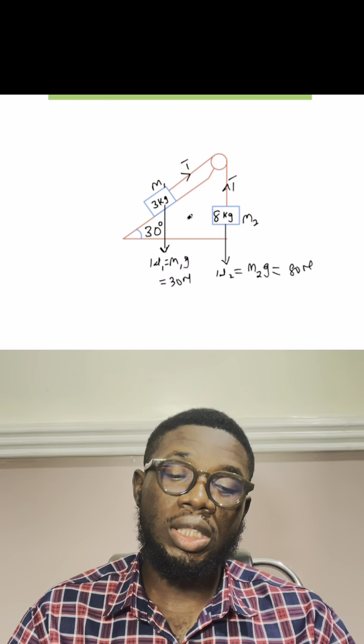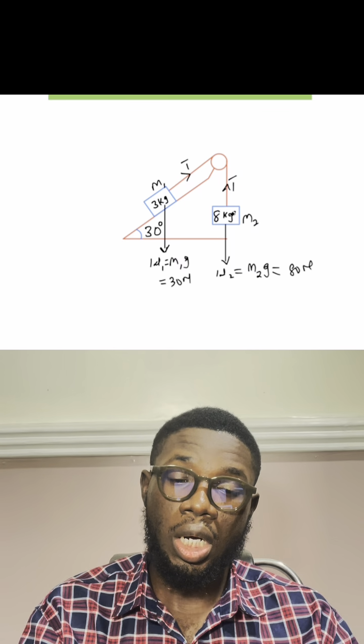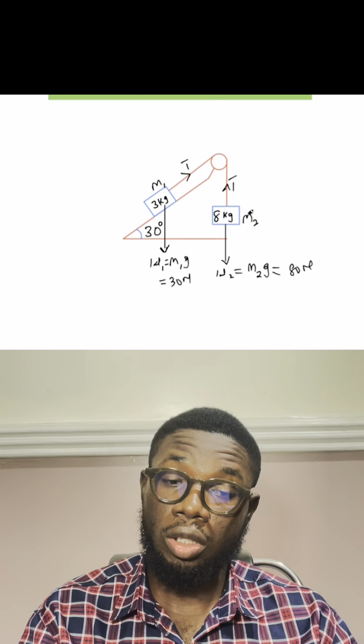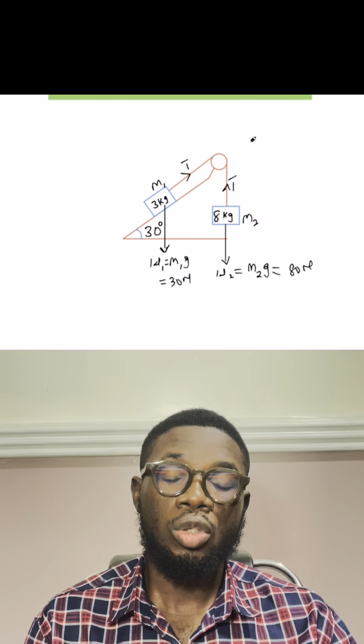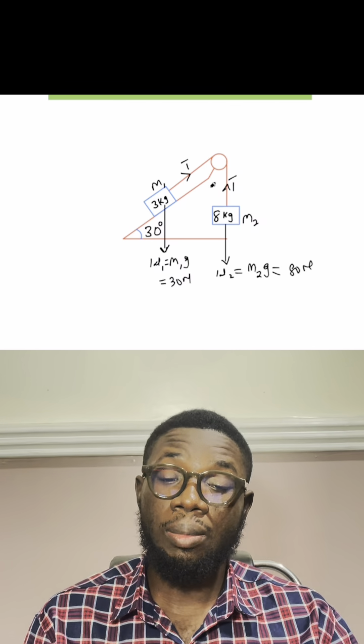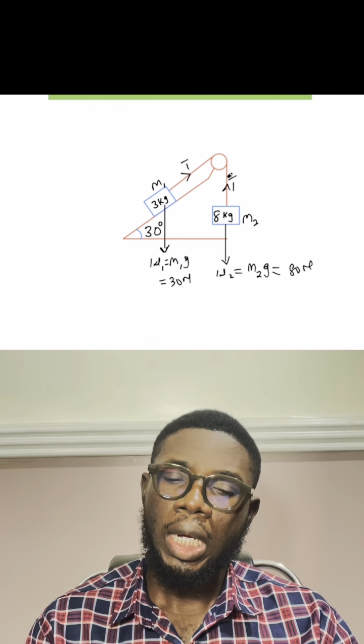Now, because this system is connected, the first mass and the second mass are both connected by the same string. So we can say that the same tension that we have in this string is the same tension that we have in this string. And how does that happen?